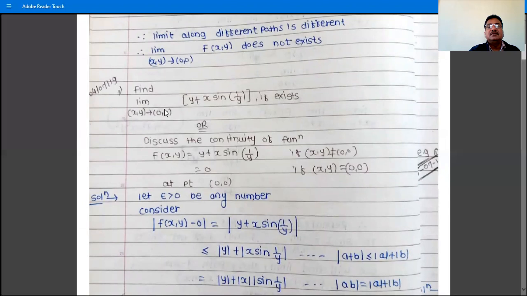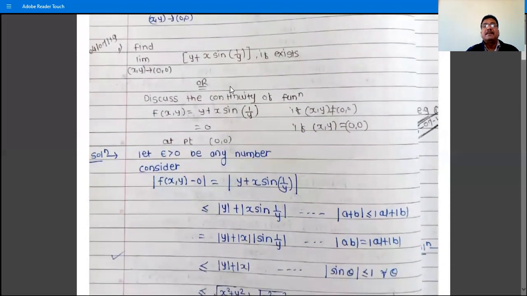So in this problem, find the limit as (x,y) tends to (0,0) of y plus x sin 1 by y, if it exists. So these are the problems where the limit exists. So in this case we have the limit. So discuss the continuity of the function. Same problem: f(x,y) is this if (x,y) is not equal to (0,0), and is equal to 0 if (x,y) is equal to (0,0). So if the limit exists, then it is equal to 0. Consider it is equal to 0. For these examples, if the limit exists, then consider it is equal to 0. The limit of this is equal to 0.